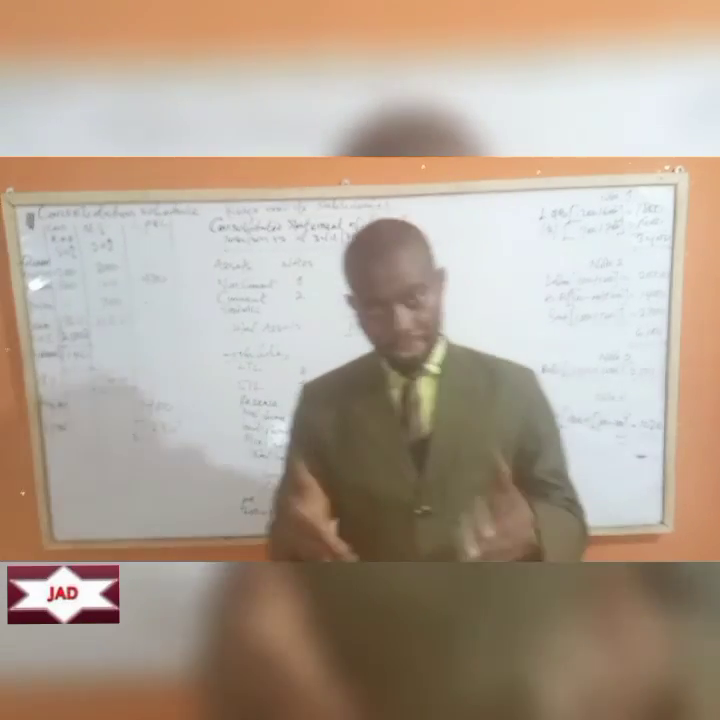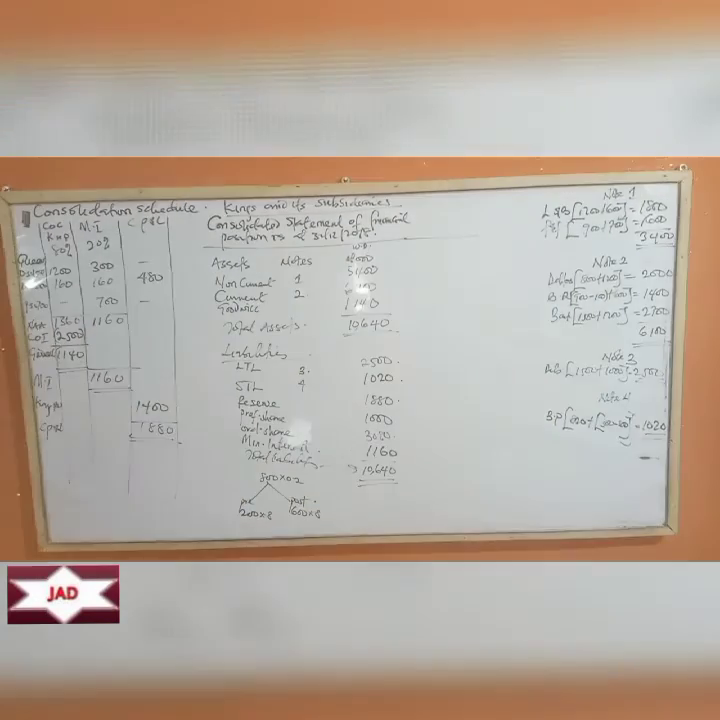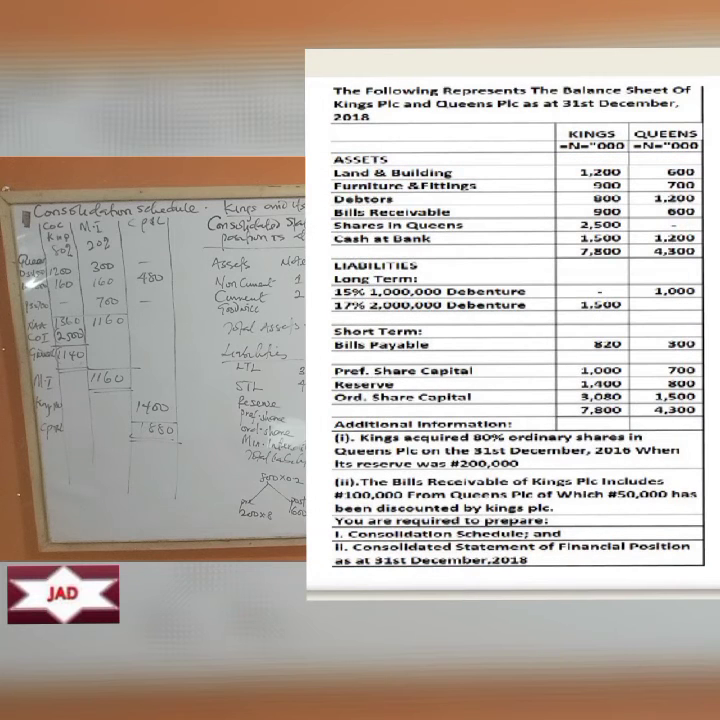So we'll take the next one where the bill has been discounted. Okay, so let's go. So we have it here. The following represent the balance sheet of Kings PLC and Queens PLC at 2018. So we have everything here. Land, building is the same thing as the previous question. Here everything is the same thing except for the fact that the bills receivable of Kings PLC includes 100,000 from Queens PLC, of which 50,000 has been discounted by Kings PLC.